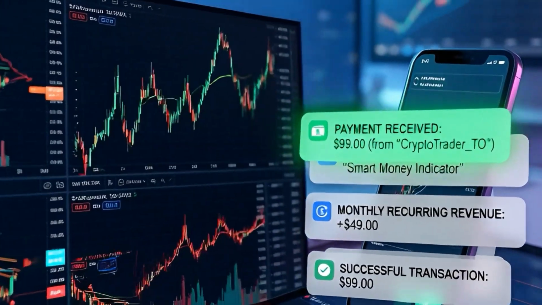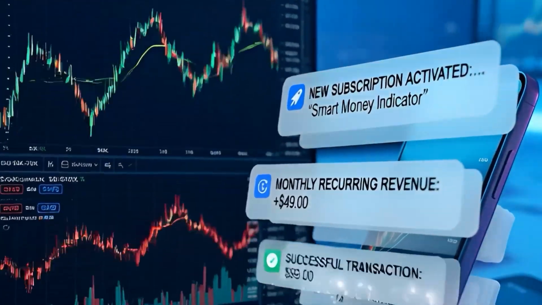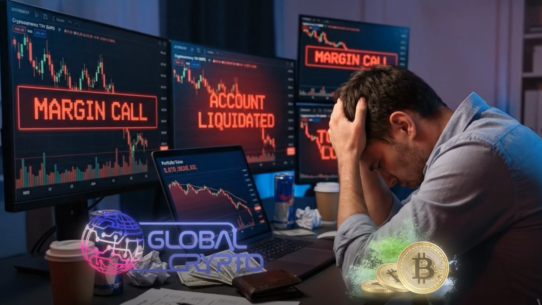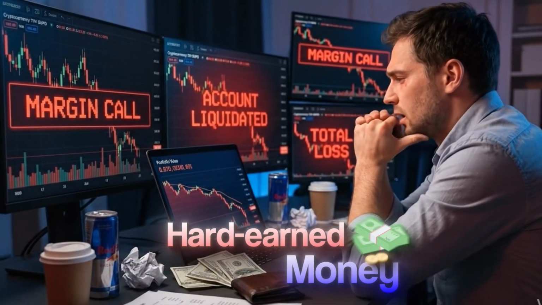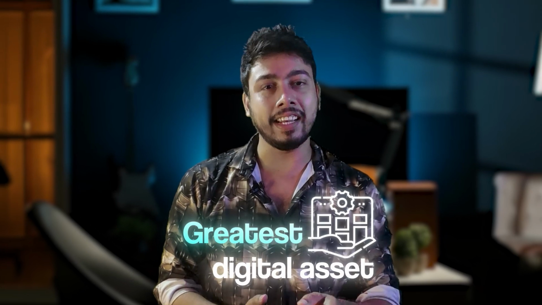Look very closely at this chart and these payment notifications. Every single day in the global crypto and forex markets, millions of people log into trade and end up losing their hard-earned money. They get emotional, they make terrible decisions. And that exact weakness is your greatest digital asset.